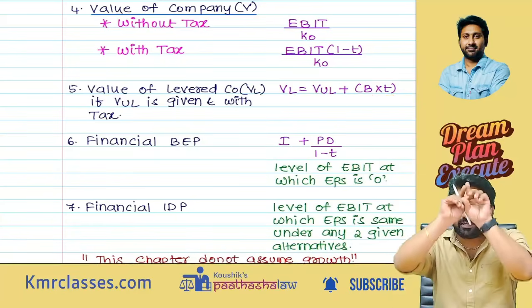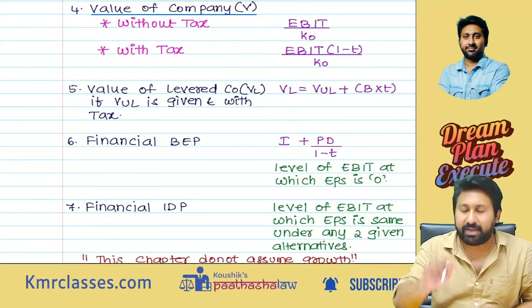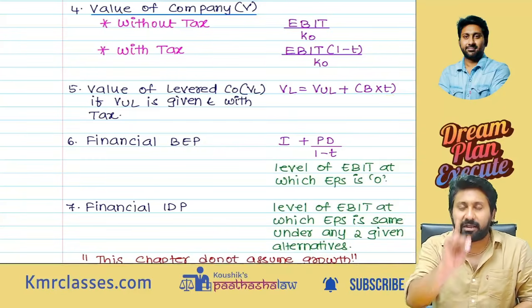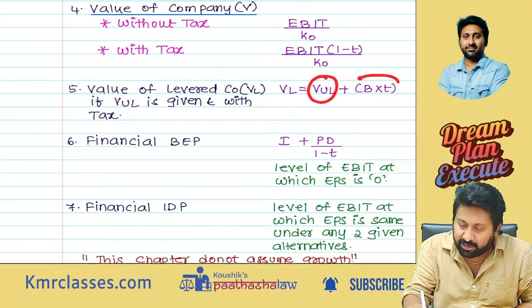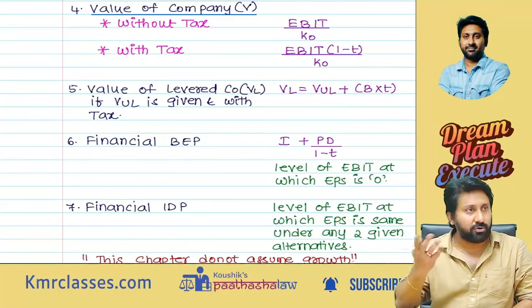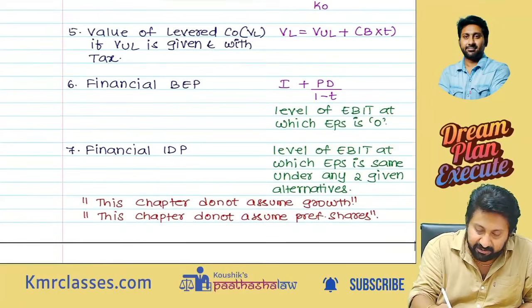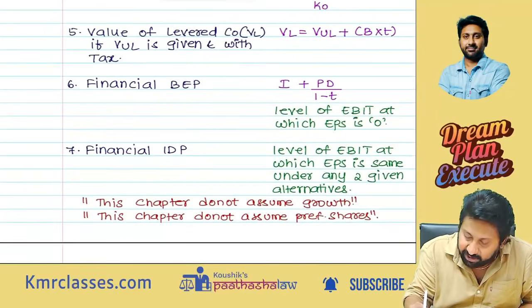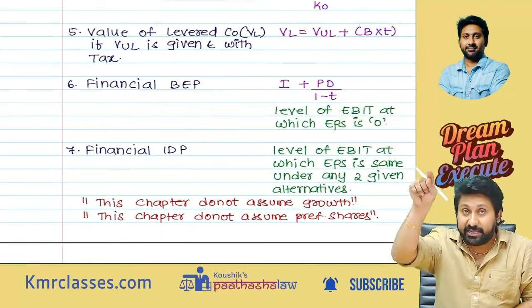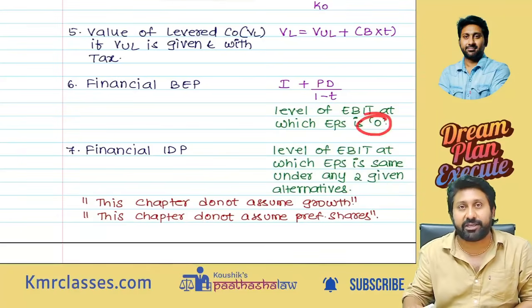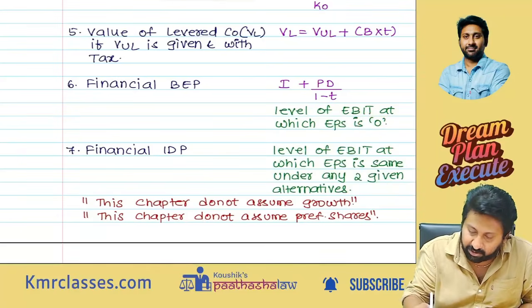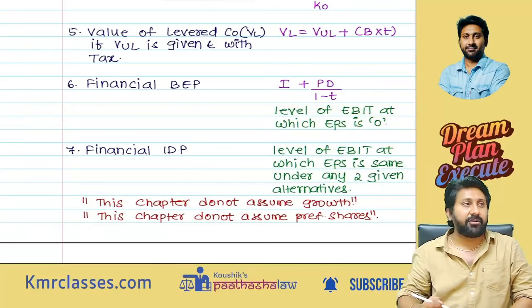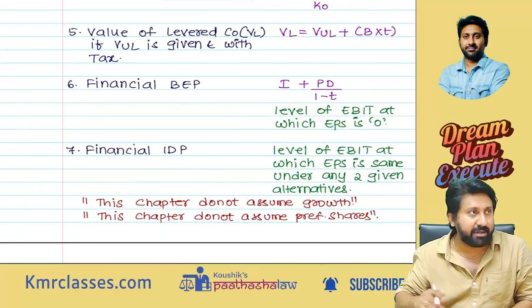I told the entire derivation for this formula. But as of now, remember, value of levered company equals value of unlevered company plus borrowings into tax. Next, financial break-even point. What is a financial break-even? It is the level of EBIT at which EPS becomes zero. That is I plus PD into I plus PD divided by 1 minus T.